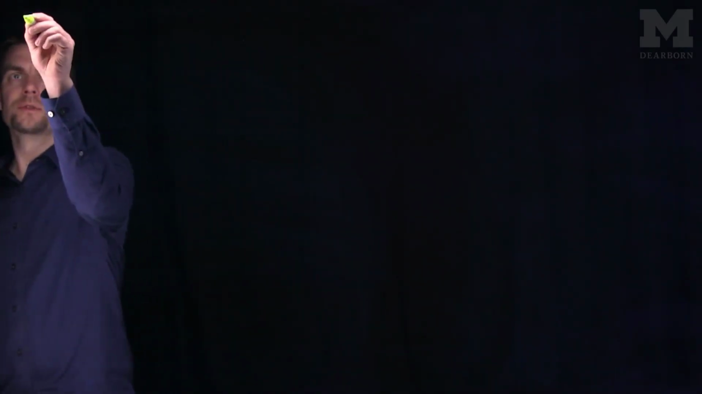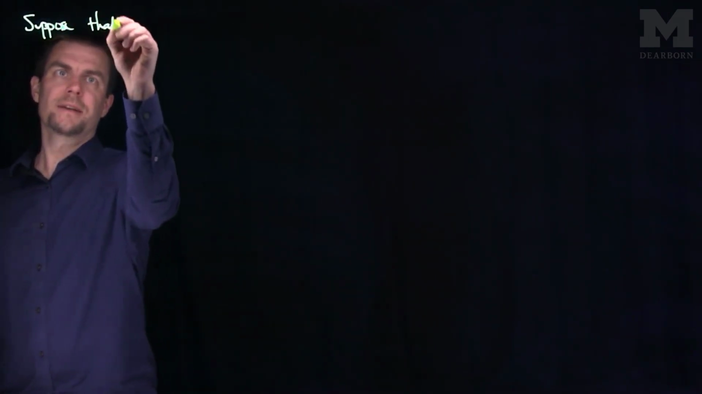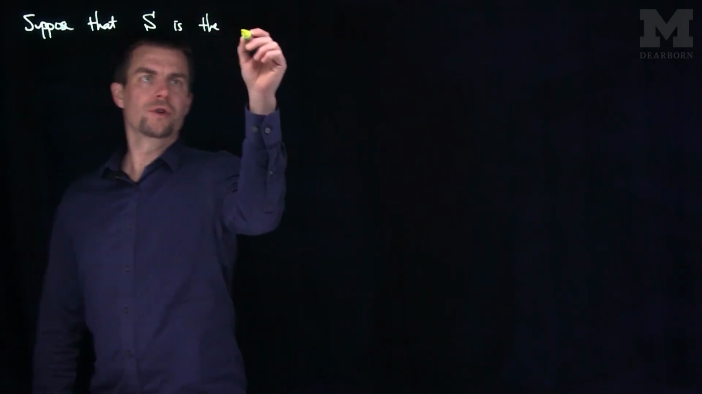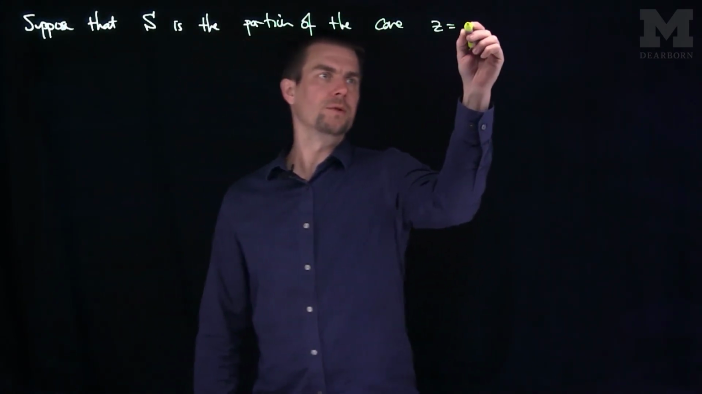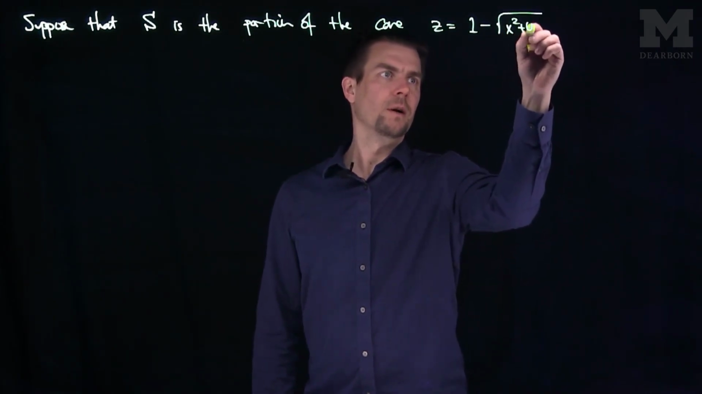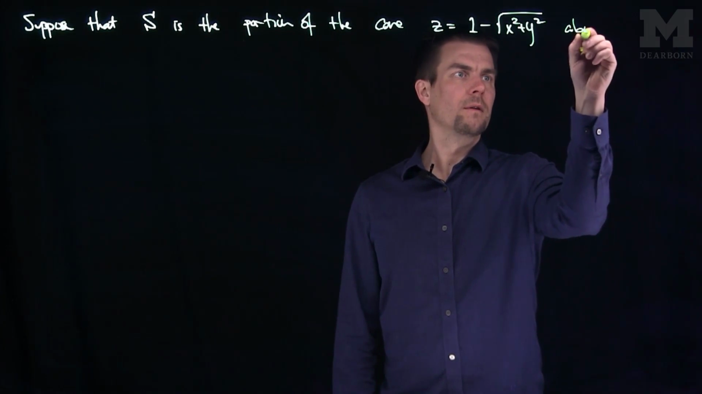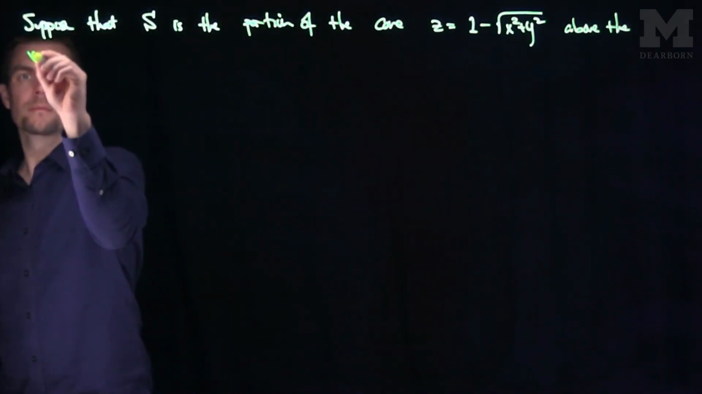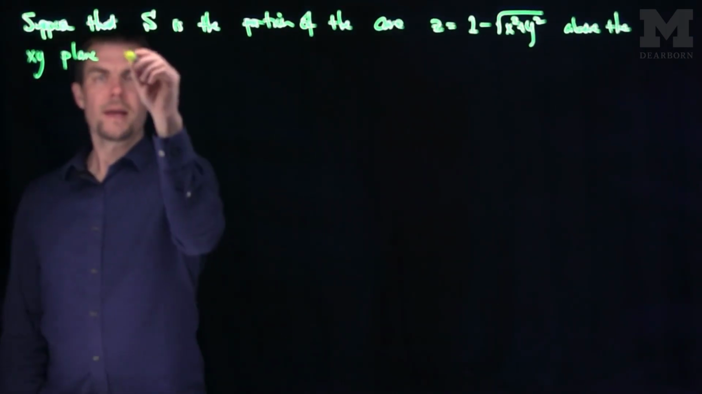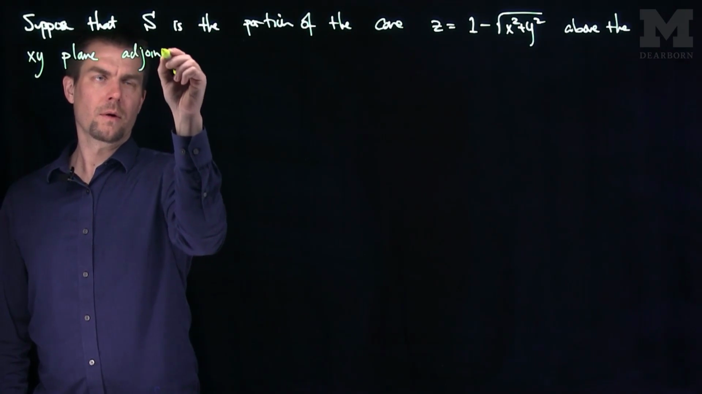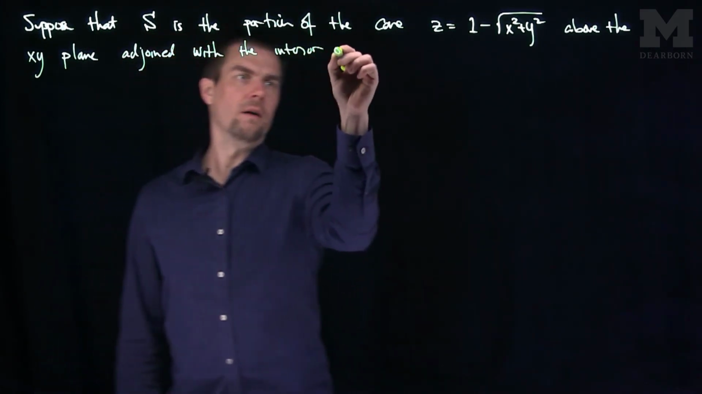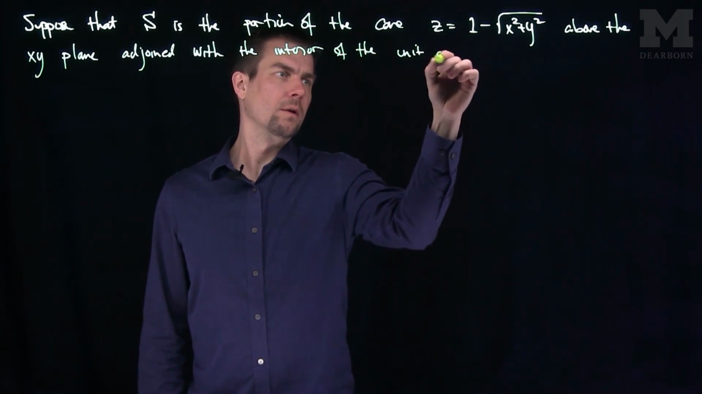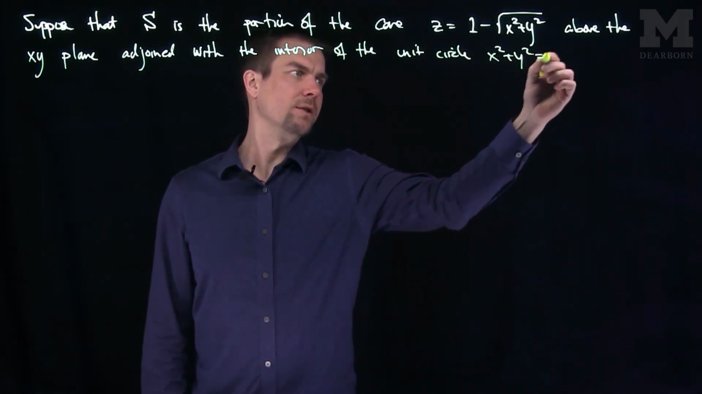Hello students, in this video we'll see an example of using the Gauss Divergence Theorem. Let's suppose that S is the portion of the cone z equals 1 minus the square root of x squared plus y squared above the xy plane, and adjoined with the interior of the unit circle, x squared plus y squared is equal to 1.